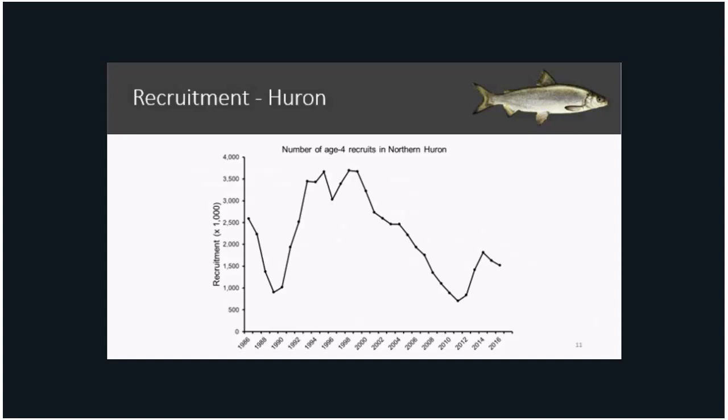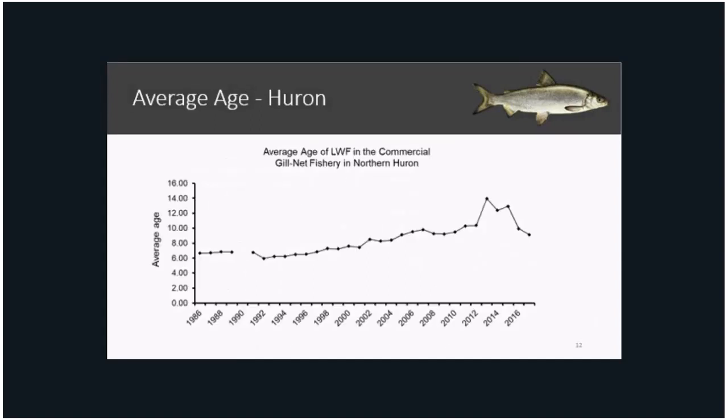And we have seen a few stronger year classes in recent years, although it's certainly nowhere close to what we saw in the pre-invasion period. The average age of a harvested fish in Lake Huron has steadily increased since the mid-1990s. This supports the notion of declining recruitment. As the number of young fish in our samples declines, the average age logically increases.